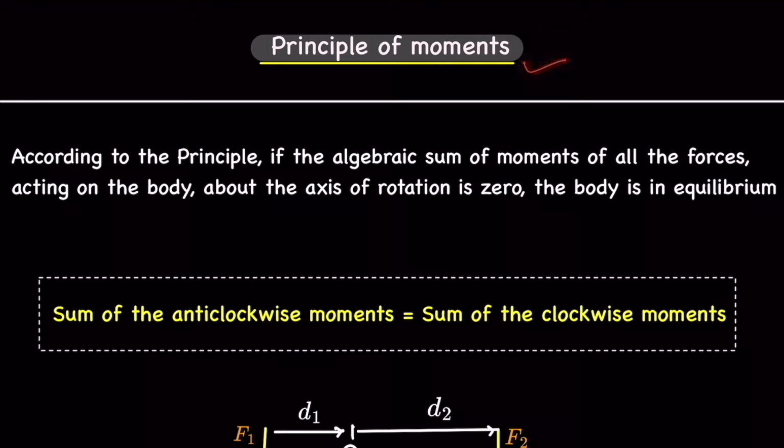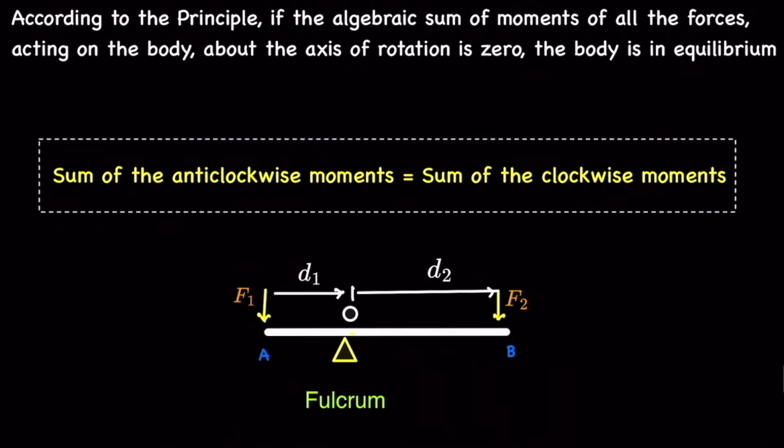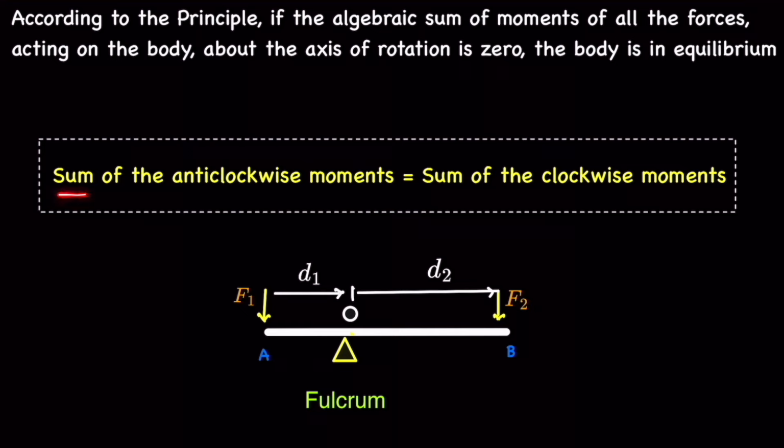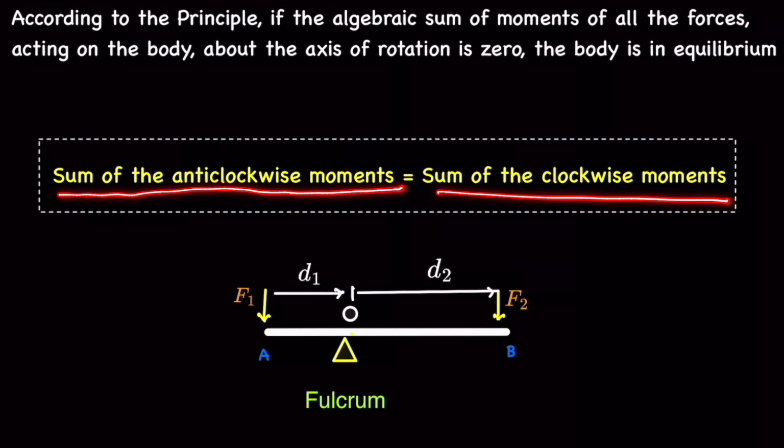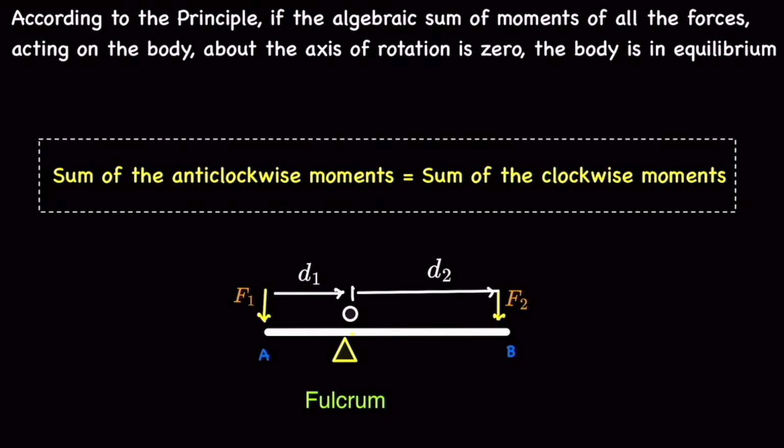But how will we use this principle for solving problems? Before that, we see the formula of the principle of moment. According to the principle of moment, the sum of the anti-clockwise moments is equal to the sum of the clockwise moments. If you add all the clockwise moments and all the anti-clockwise moments separately, and they are equal, then the body is in equilibrium.